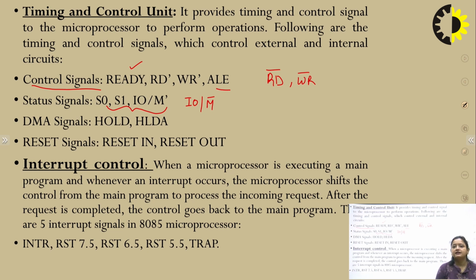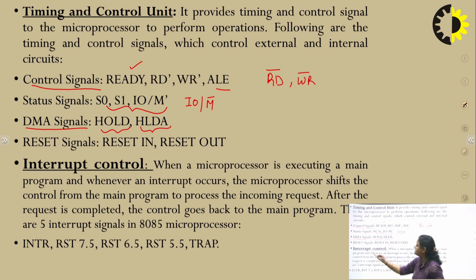Then we have DMA signals. DMA stands for direct memory access signals. So whenever my memory is being accessed directly by the input output devices, in those situations these two signals come into play. One is HOLD and the other one is HLDA. HLDA is actually the acknowledgement for the hold signal. In this situation, the input output devices directly access the memory and the microprocessor goes on hold. That's why the signal's name is hold and its acknowledgement is HLDA.